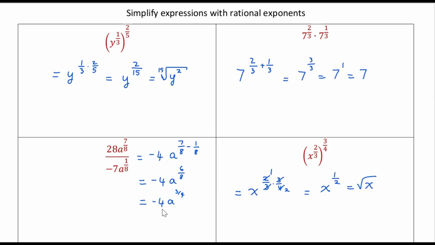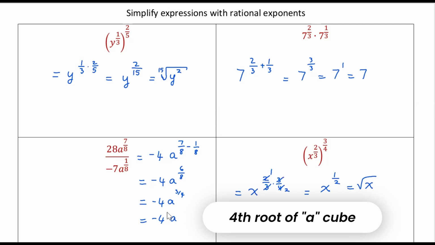In the previous problem, I didn't change the notation to radical notation because it wouldn't look much nicer. But if you want to write it in radical form, you can also say this is -4 times the 4th root of a cubed.